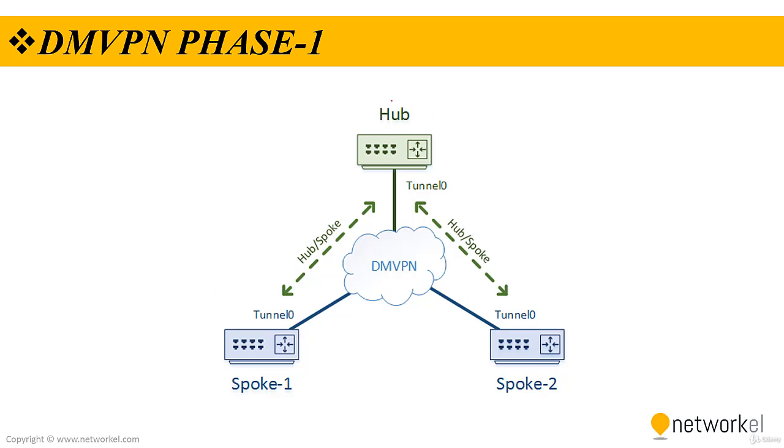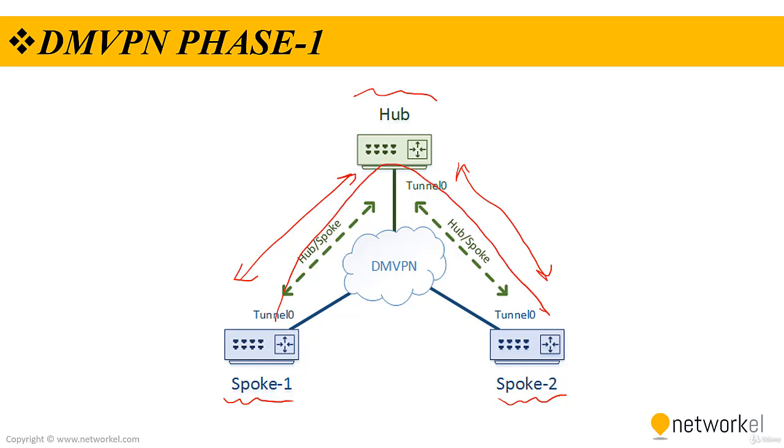You can see in Phase 1 we have the DMVPN hub, DMVPN spoke 1, and DMVPN spoke 2. And tunnels are just between the hub and the spokes. So if spoke 1 wants to communicate with spoke 2, the traffic should go to the hub and then be forwarded to spoke 2.